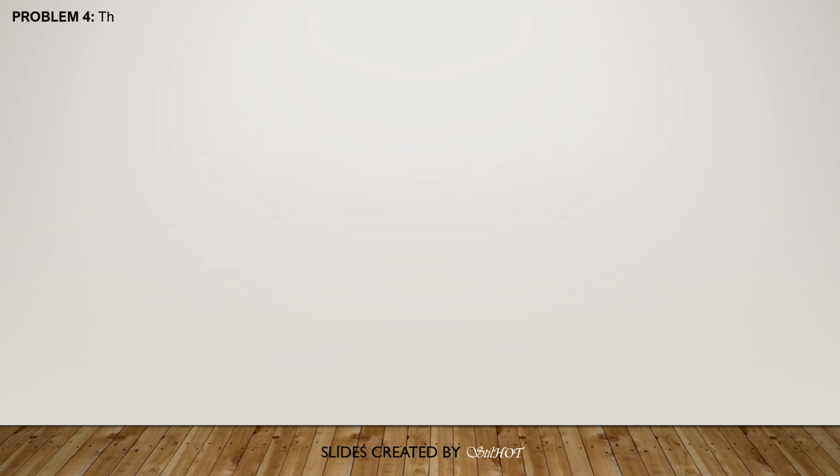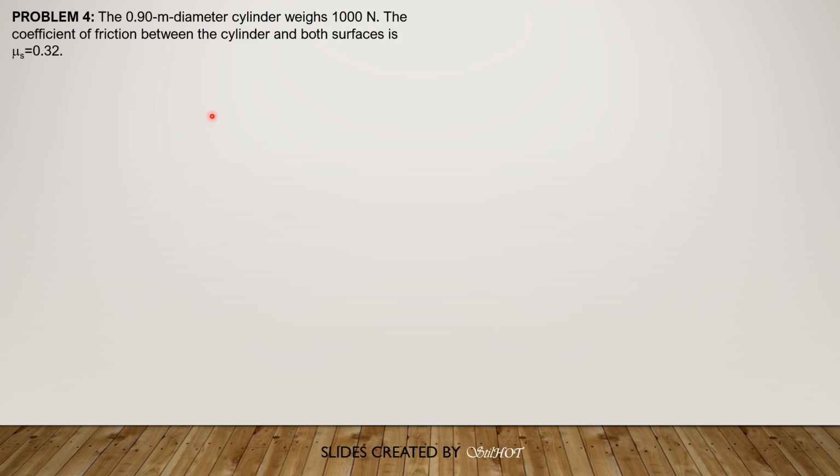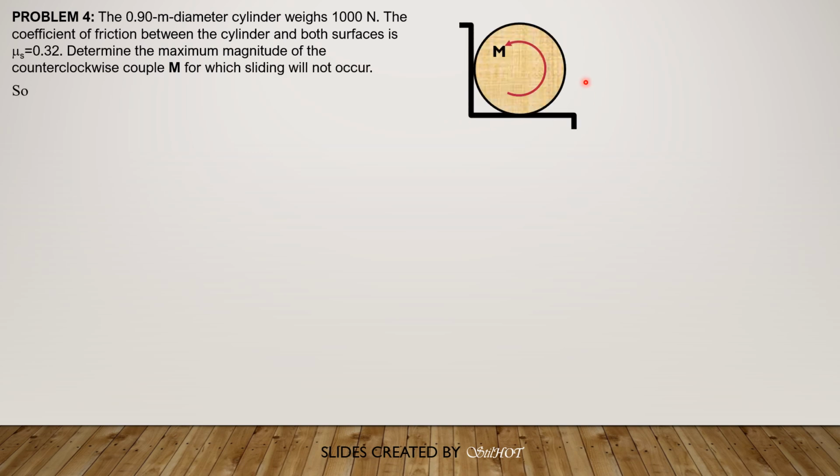So this is problem 4 of this series on friction. The 0.9 meter diameter cylinder weighs 1000 newtons. The coefficient of friction between the cylinder and both surfaces is 0.32. Determine the maximum magnitude of the counterclockwise couple M for which sliding will not occur. So this is the given figure. So let's have our solution here.